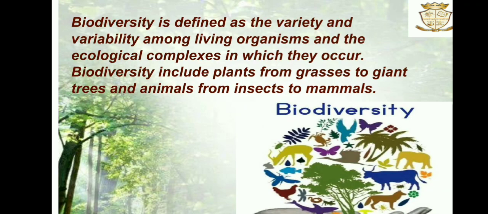Biodiversity is defined as the variety and variability among living organisms and the ecological complexes in which they occur. Biodiversity includes plants from grasses to giant trees and animals from insects to mammals. Biodiversity is the biological variety and variability of life on Earth. Biodiversity is a measure of variation at the genetic, species and ecosystem level.